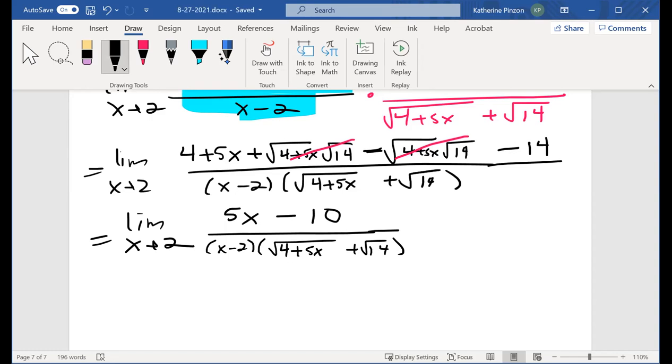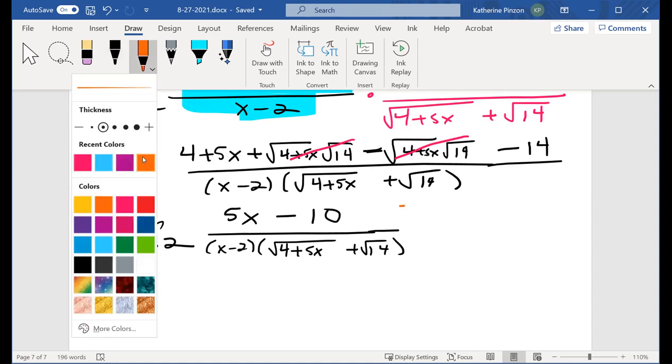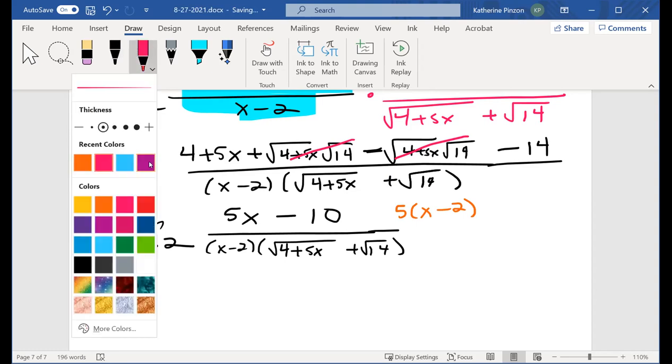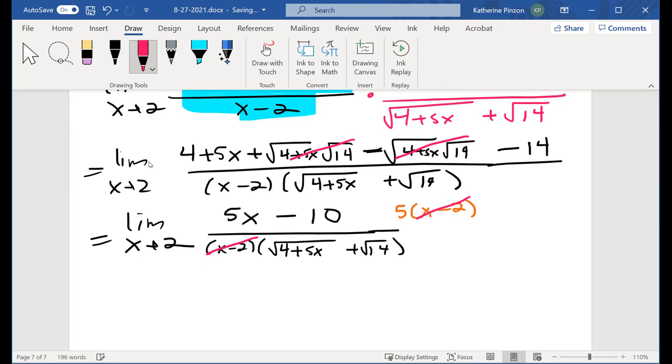Factor. Let's factor the numerator. I'm just going to do it over here on the side. I'm not going to write it all again. Mostly because I'm lazy and it's Friday. Okay, that numerator looks like 5 times x minus 2. Now those x minus 2's cancel.